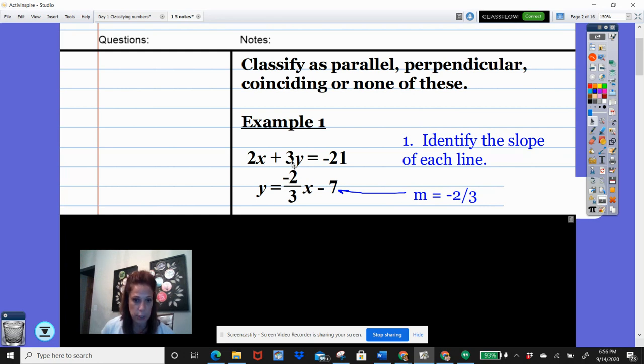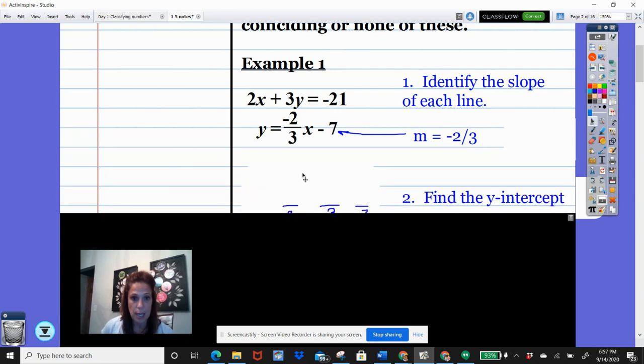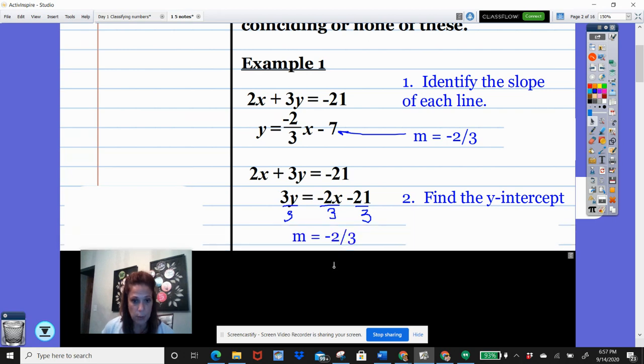So I want to know what the slope is of this other line. So what I've done is I rewrote that line, and then I subtracted 2x from both sides, and then I have that negative 21 that I brought down. To get y by itself, I divided everything by 3. And so then what you'll see here is if I divide this by 3 and divide this, I get m equals negative 2/3, which is the same here.